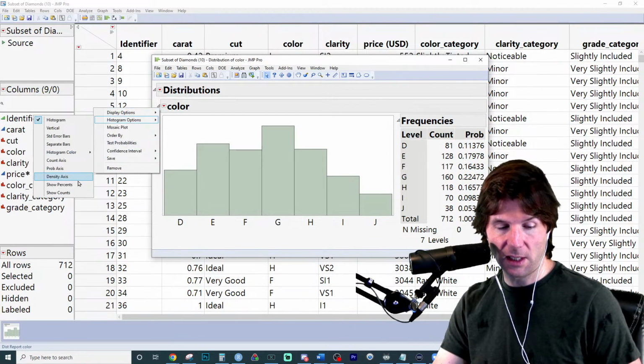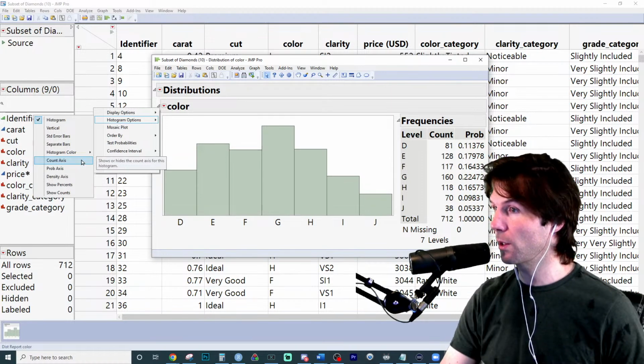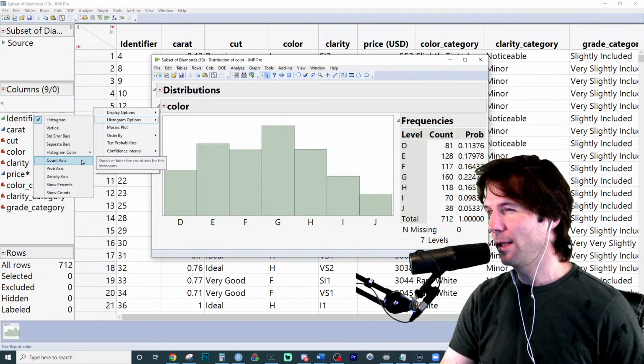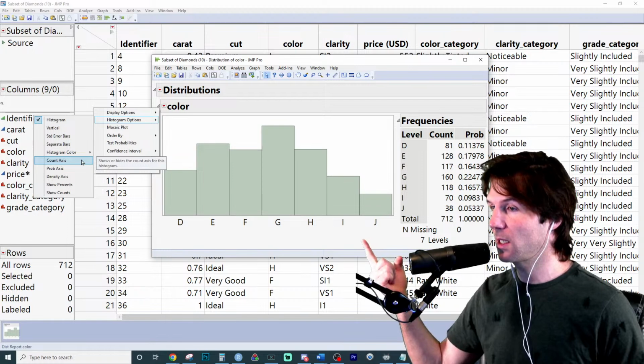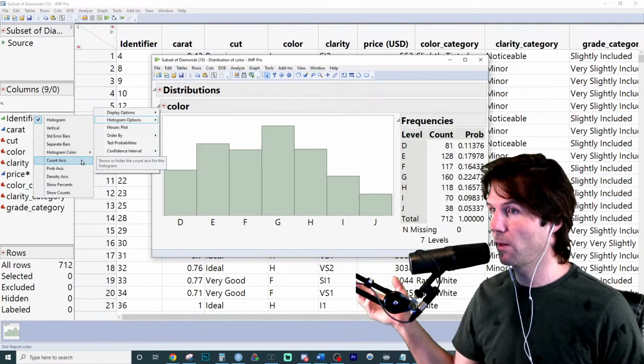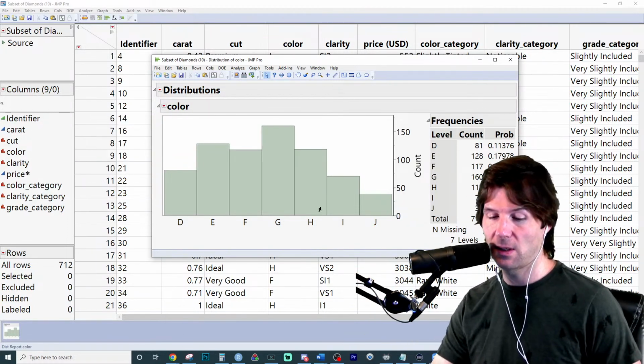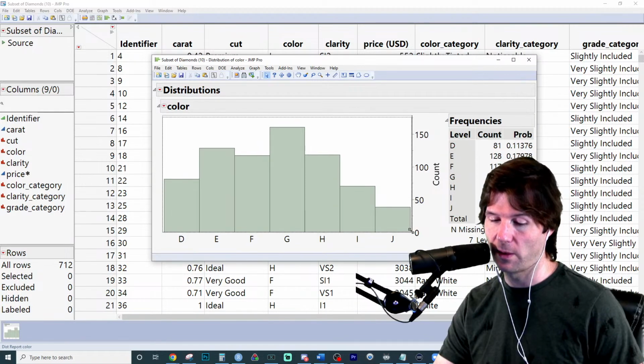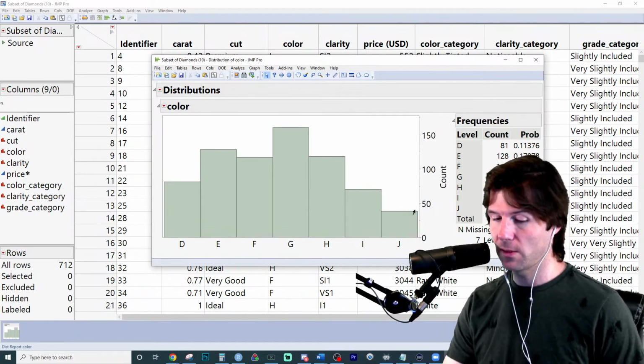But we're going to go right here to count axis. It is a bar chart because it's categorical. Histograms have a quantitative axis. Bar charts have categories down here. So we're going to go to count axis, and we now have the count axis, and we can see what's going on. So how would we interpret this?